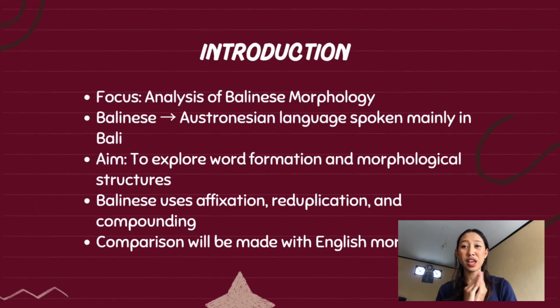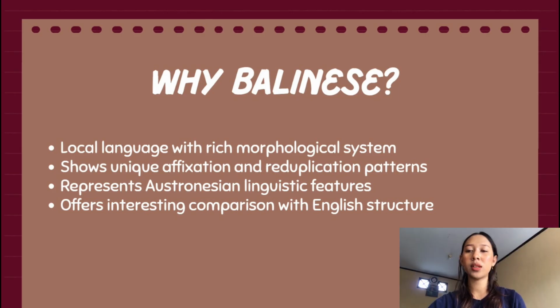Balinese is an Austronesian language spoken mainly on the island of Bali. It has a very rich morphological system with many interesting word affixation patterns. The main goal of this project is to analyze Balinese word formation through morphemes and to identify the main morphological process used in the language. At the end, I will also compare Balinese morphology with English and share some challenges I faced during my analysis.